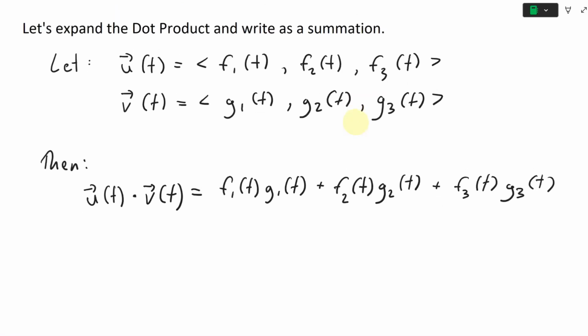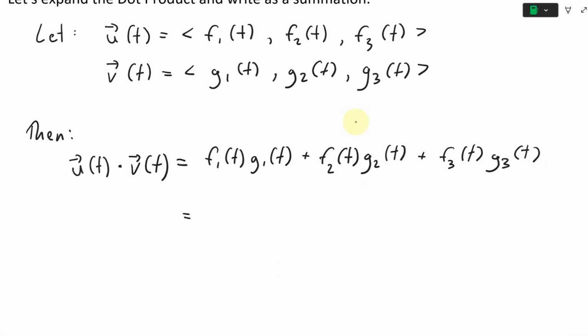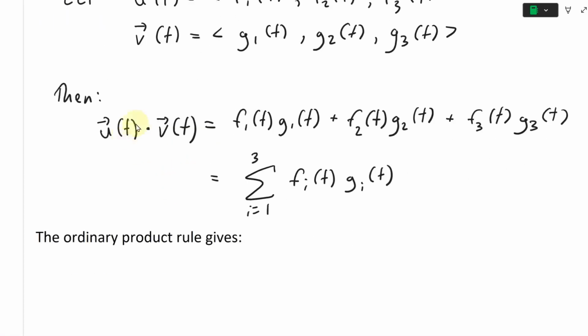Now, my calculus book writes it as a summation. So this equals the summation from i equals 1 up to 3 of f_i of t times g_i of t. Basically, we've taken the dot product and written it as a summation.